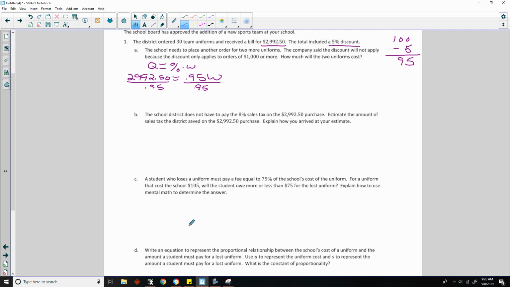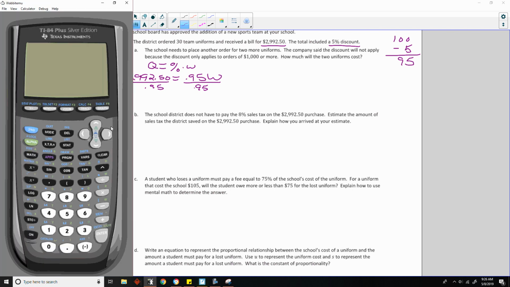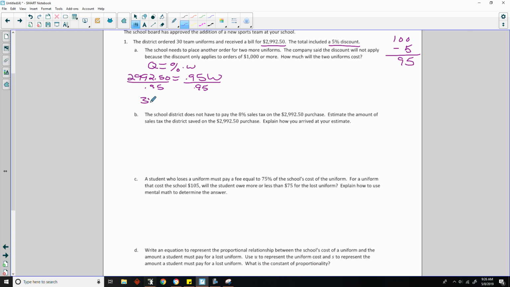And as it said, we may use a calculator. So I take 2,992.5 divided by 0.95, and I got 3,150. So that is my W. That's the whole cost of 30 team uniforms.